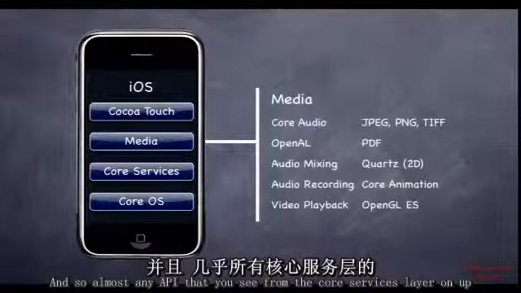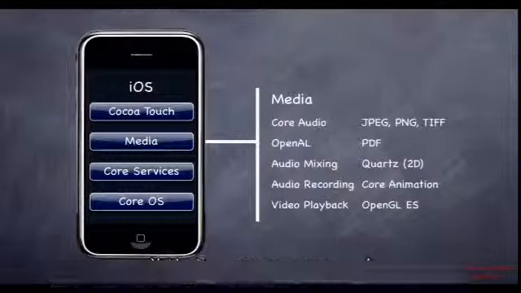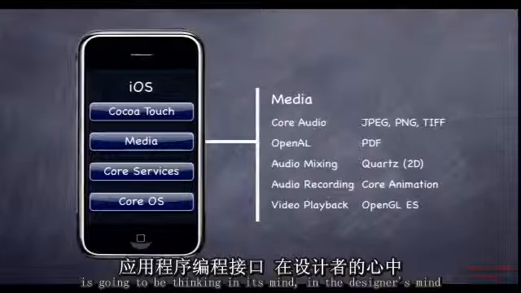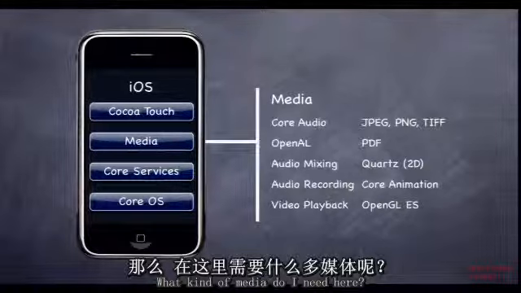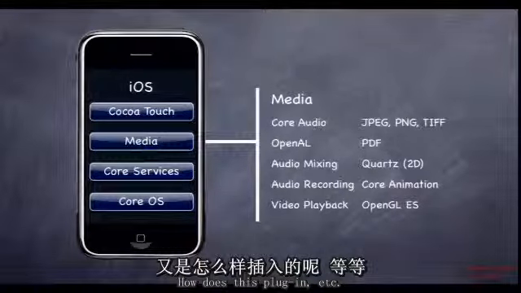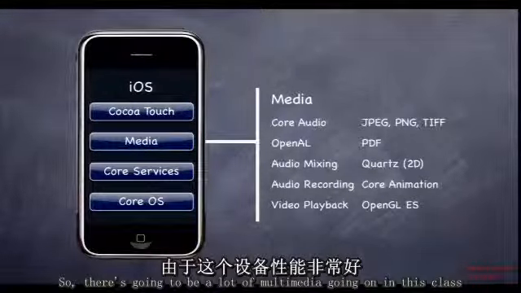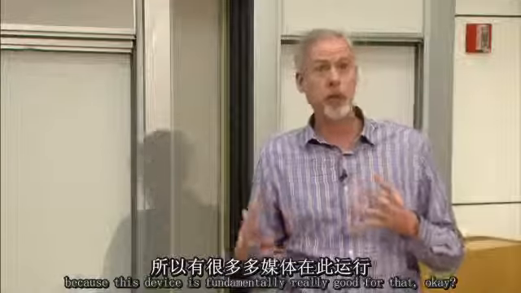And so almost any API that you see from the core services layer on up is going to be thinking, in the designer's mind, about multimedia. What kind of media do I need here? How does this plug in? Et cetera. So there's going to be a lot of multimedia going on in this class because this device is fundamentally really good for that.